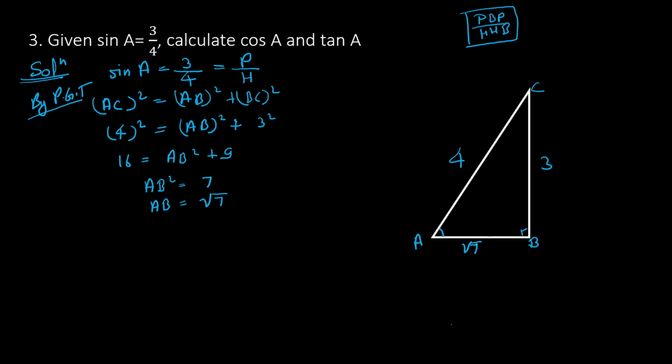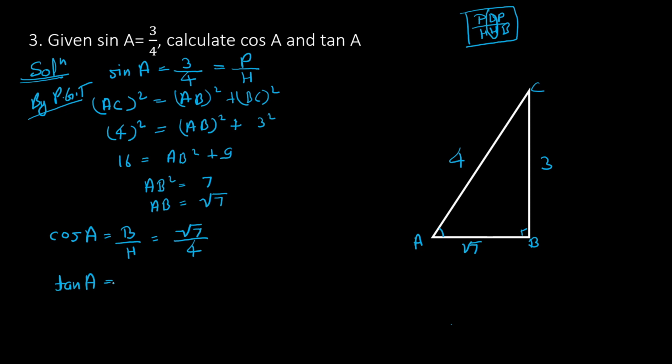Now we have to calculate cos A and tan A. So firstly cos A. For cos, base upon hypotenuse is applied. So base is under root 7 upon hypotenuse is 4.